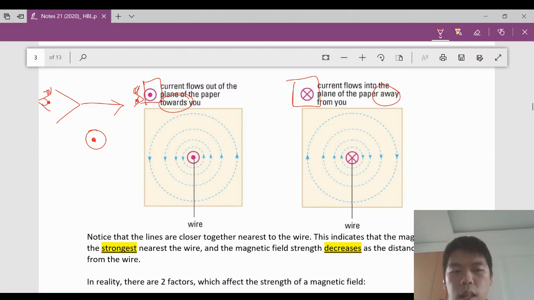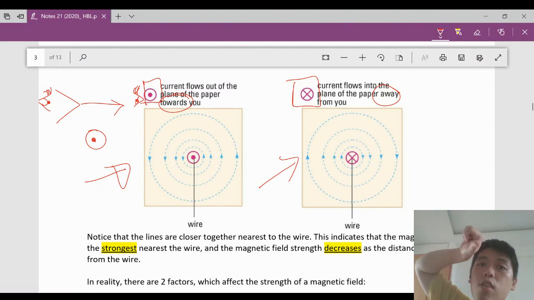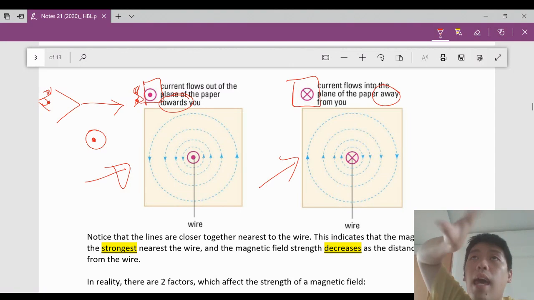So let's look at this diagram here. When the current is coming towards us, our thumb will point towards us because that's the direction of the current. The fingers give us the magnetic field. In this case it's anti-clockwise. Let's look at this diagram here. Now there's an X, which means it's going away from us, so your thumb must be going away from us and it's moving in a clockwise direction. So that's the magnetic field.